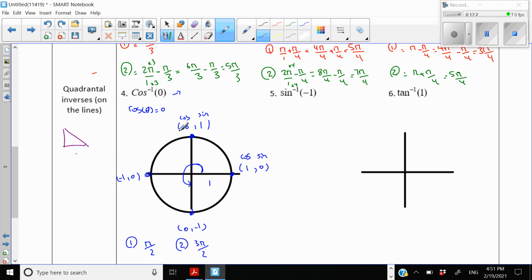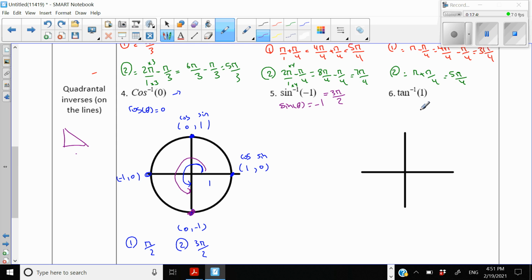So again, I need to go back and look at the unit circle and these points. Where do I see a y value equal to negative 1? Because this means sine of an angle is equal to negative 1. And we know that sine is the y value on the unit circle. Where do we see that? Here. So the angle is 3 pi over 2. And in this case, we have only one answer.